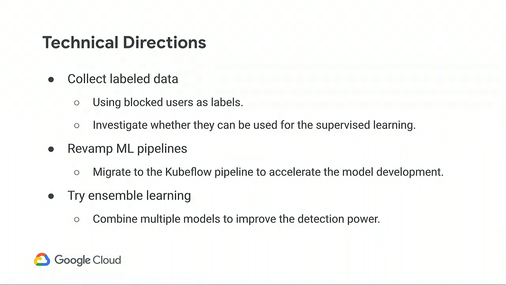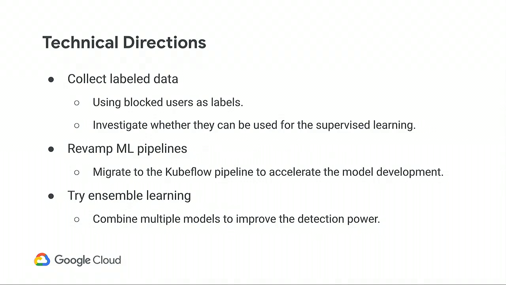The first thing is that we are collecting label data. As SCG mentioned, it's really hard to collect label data in reality because abusers don't want to get caught. They just want to hide. So by leveraging the current models, the detecting power has increased by up to 10 plus times. So we are collecting more blocked users. And we are thinking, what if we can leverage those blocked users as labels.